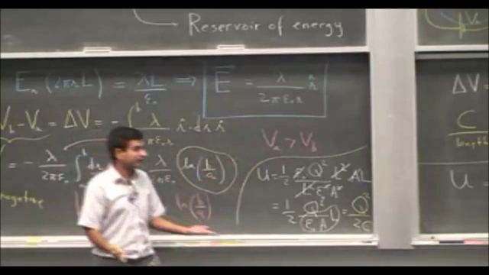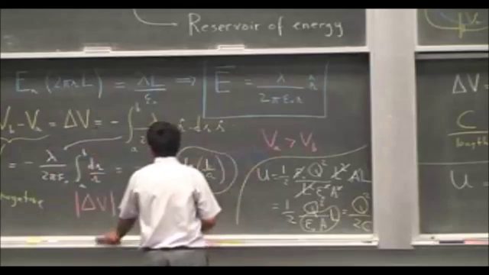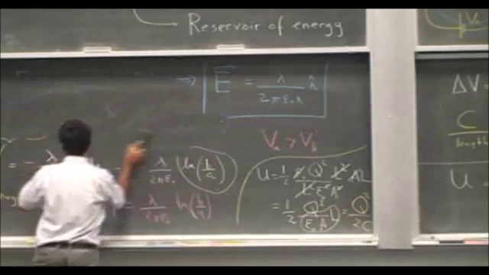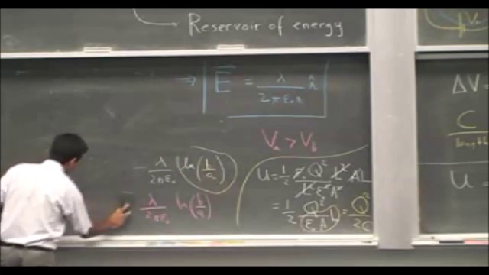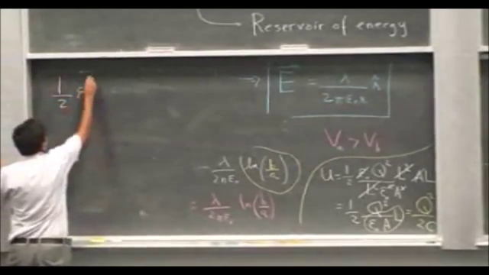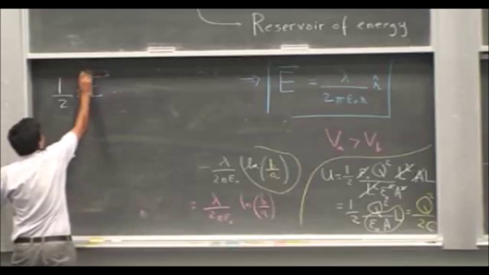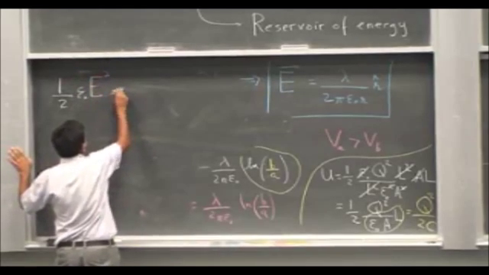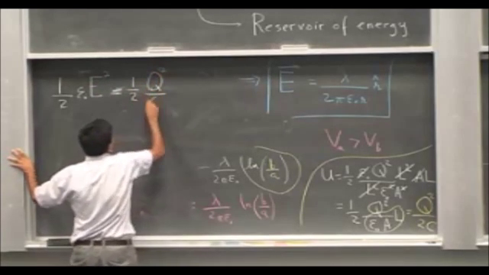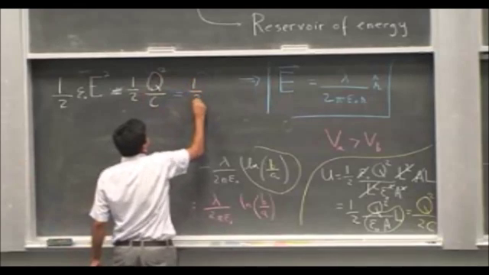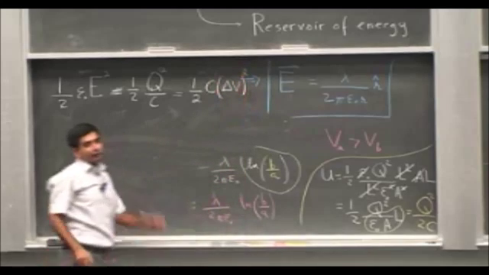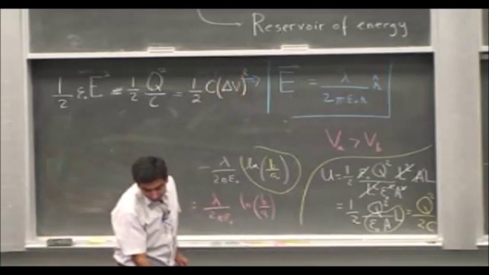So I have three different formulas for the energy stored in the capacitor. I can have half epsilon naught E squared. I can have half Q squared over C. I can also have half C delta V squared. All of these are equivalent and you can derive one from the other.